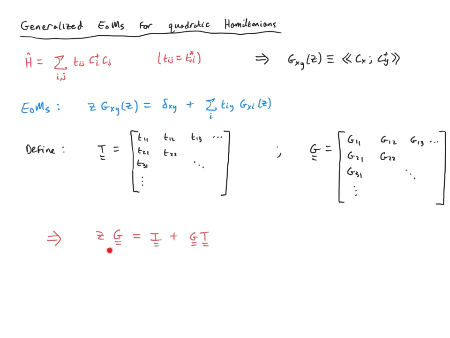We simply have that Z times the matrix G is equal to the identity matrix plus the matrix product of G times T. We can then solve this matrix equation to find the matrix G in terms of the matrix inverse of Z times the identity minus T. And of course, this is the expression that we derived via alternative means in the previous lecture. So I won't say much more about this form now, other than to say that one can derive it from equations of motion, and indeed this is a very useful expression. Again, to emphasize, the important thing here is that we can find the matrix of Green's functions without diagonalizing the Hamiltonian.